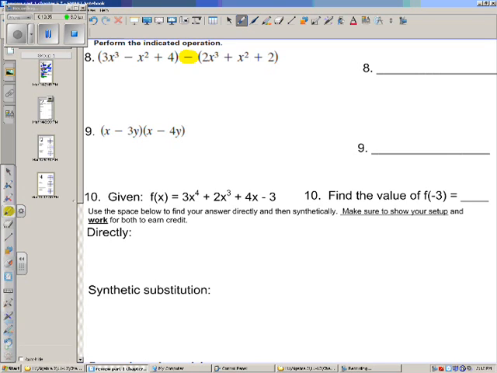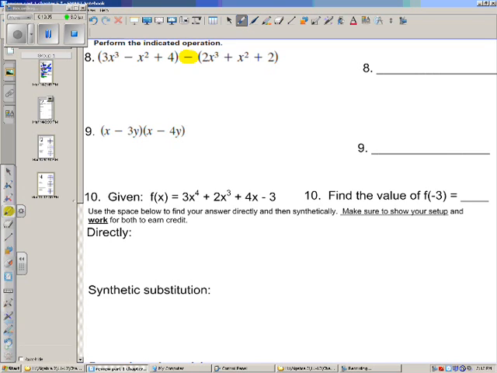So when I add the opposite and this becomes addition, this positive 2x cubed will become a negative 2x cubed. The positive x squared becomes a negative x squared, and the positive 2 becomes a negative 2. So now I'm ready to add my like terms. And as I do this, I'm going to cross things off. So I have 3x cubed and negative 2x cubed, which is just x cubed. And then I have a negative x squared and another negative x squared, which gives me negative 2x squared. And then when I go for my constants, I have a 4 and a negative 2. When I add those up, I get 2. And there's your final answer for 8.